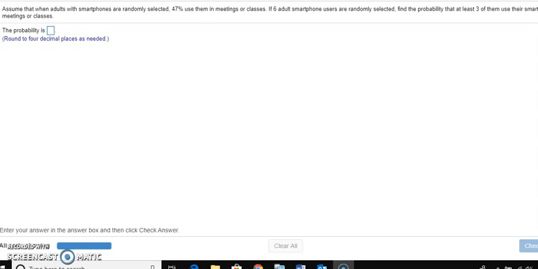Hi, one of your classmates asked me to do this problem in the homework. I think it's number 8. I'll mark it when I save it and put it in Canvas.